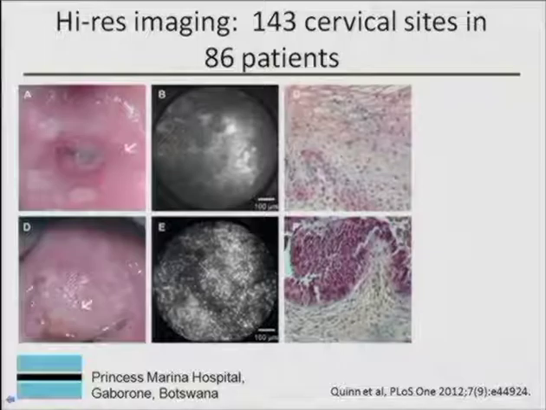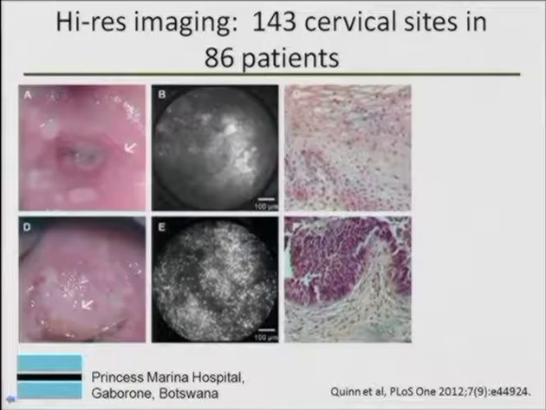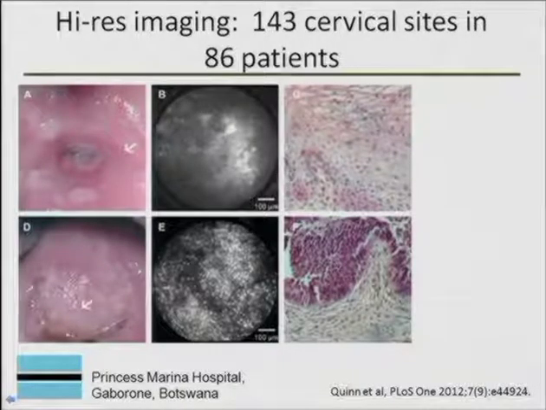We also do measurements of cervical tissue in vivo. So this is a study of 143 cervical sites in 86 patients. The study was carried out in Botswana. And so here you see a normal site imaged using the high-resolution imager and was confirmed to be normal by histopathology. Here is a clinically abnormal appearing site on the cervix, imaged using the high-resolution device, and was found to be CIN3, cervical intraepithelial neoplasia 3, a high-grade neoplasia.